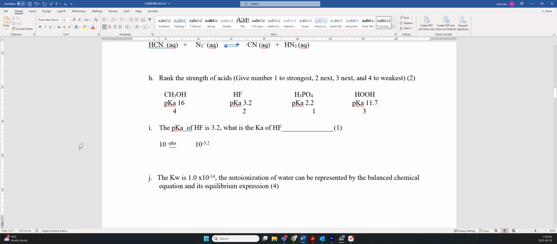You could punch this in on your calculator. You hit the second F, and then you go log, and this will give you 10 to the power, and then you hit minus 3.2. What you do is you use the plus slash negative key, and this will give you the value of 6 times 10 to the minus 4.